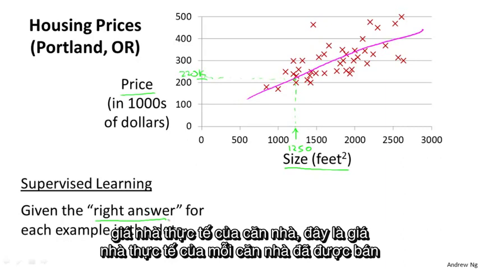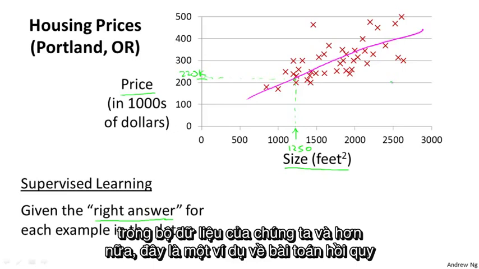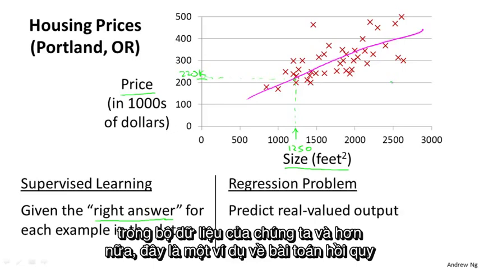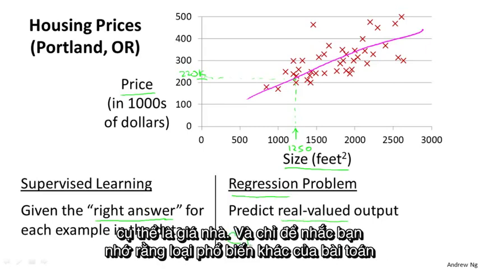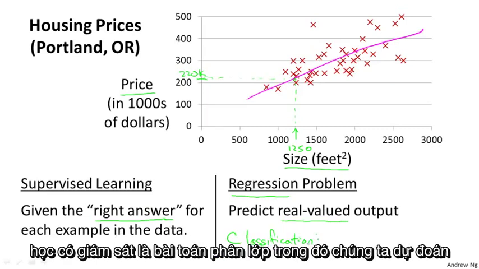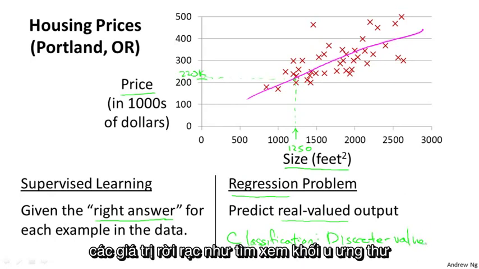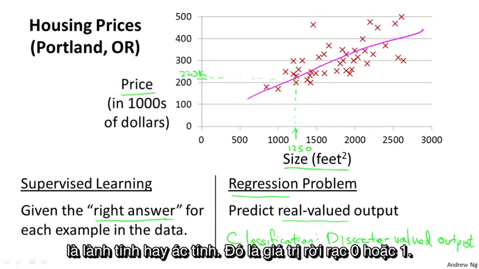Namely, we're told what was the actual price that each of the houses in our data set was sold for. And moreover, this is an example of a regression problem, where the term regression refers to the fact that we're predicting a real valued output, namely the price. And just to remind you, the other most common type of supervised learning problem is called a classification problem, where we predict discrete valued outputs, such as if we are looking at cancer tumors and trying to decide if a tumor is malignant or benign. So there's a 0-1 valued discrete output.